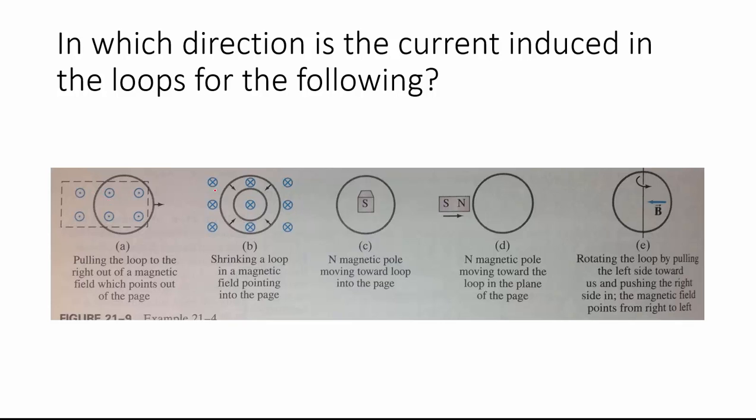So these are magnetic fields, right? This is a magnetic field coming out of the page. This is magnetic field going into the page. Here we have magnets moving through loops. So on part A, we have pulling the loop to the right here.